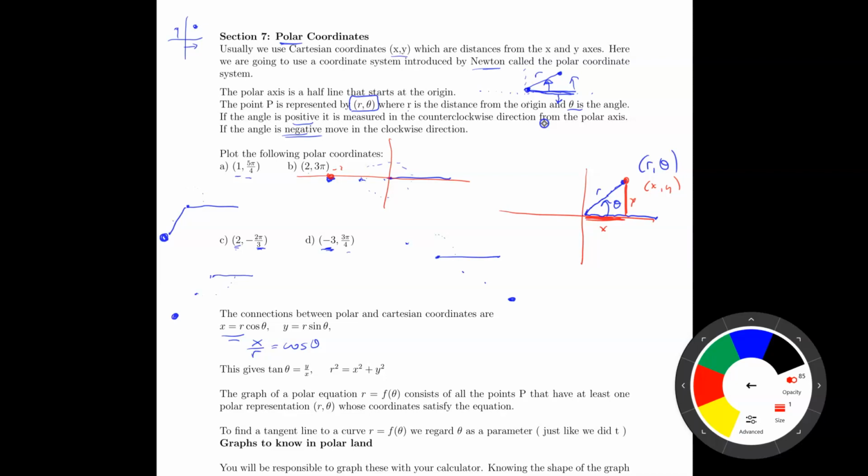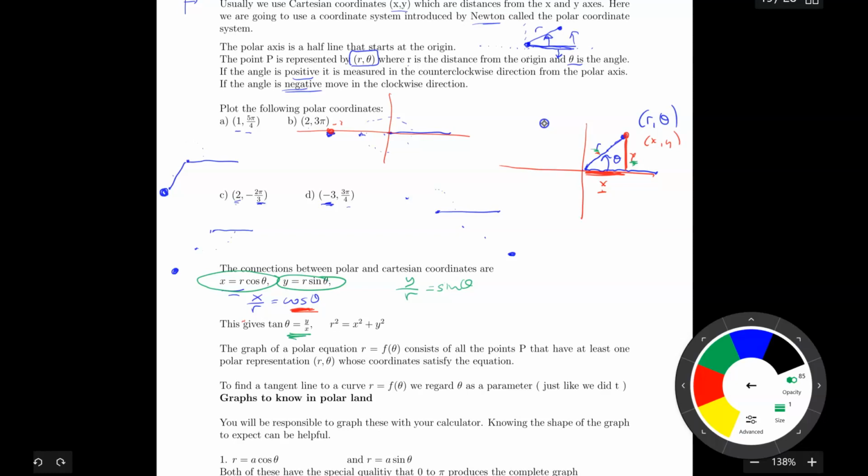Because you know your unit circle, you know that cosine of theta would be adjacent over hypotenuse, x over r. And the same thing for this one here: y over r would equal sine of theta, since sine of theta is opposite y over hypotenuse. Okay, so now we know that these are the conversion factors between the Cartesian and the polar. This gives us that tangent of theta is y over x, and r squared is equal to x squared plus y squared.